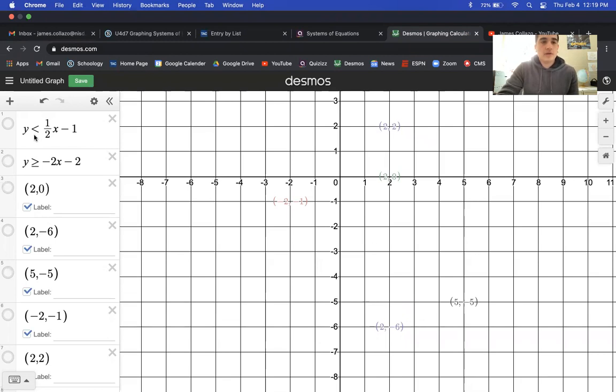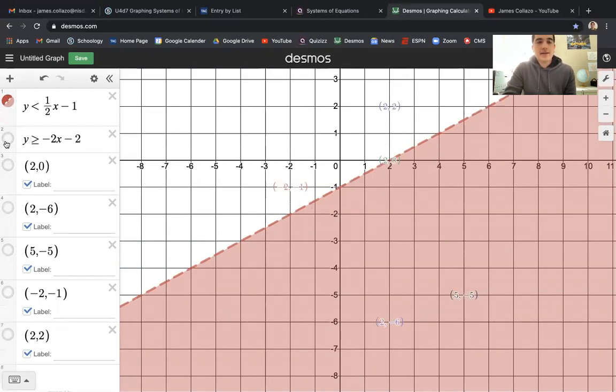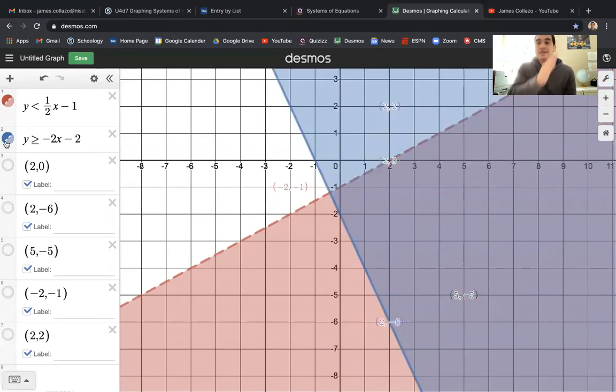So my first inequality is y is less than 1/2 x minus 1, so let's graph that one. And I see it has a dotted line. My next inequality is y is greater than or equal to negative 2x minus 2, and that's going to be my blue line with the solid line, okay? So now I see I have a system of inequalities, okay?